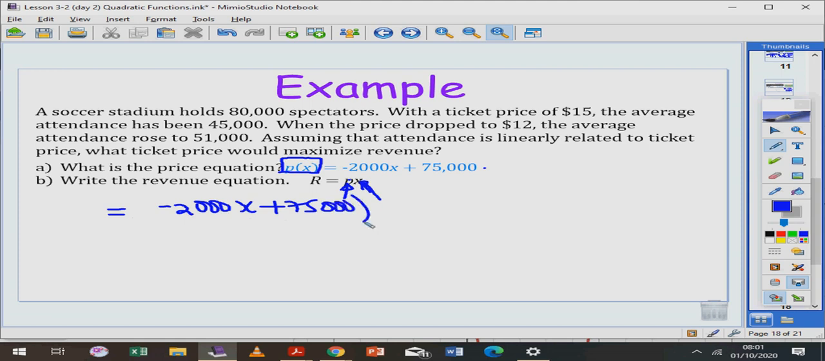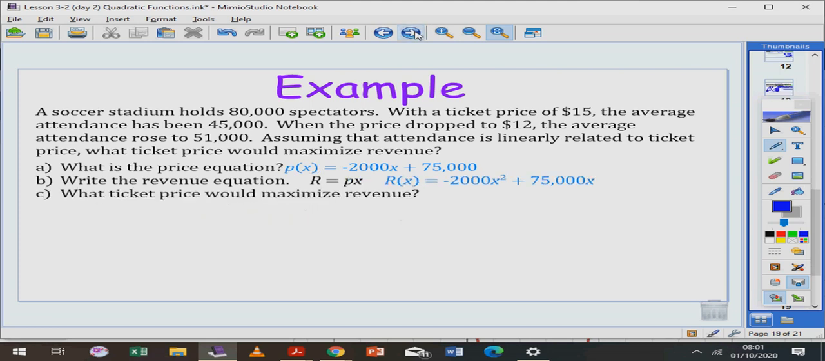What ticket price would maximize revenue? This equation, again, because of this negative, would look like this. So you're looking for this value of x, which you're going to find using x is equal to minus b over 2a, which will be negative 75,000 divided by 2 times negative 2,000. When you get that x value, substitute it into this revenue equation to find the maximum value of the function.